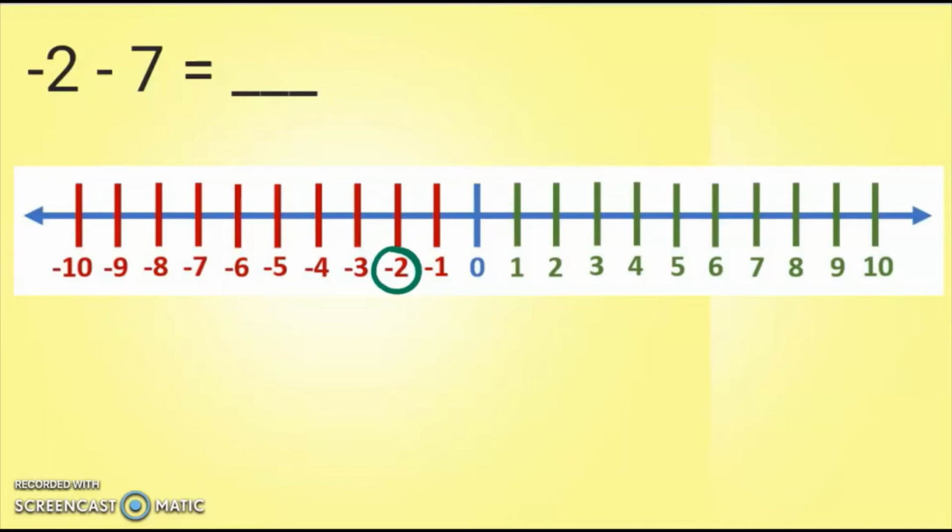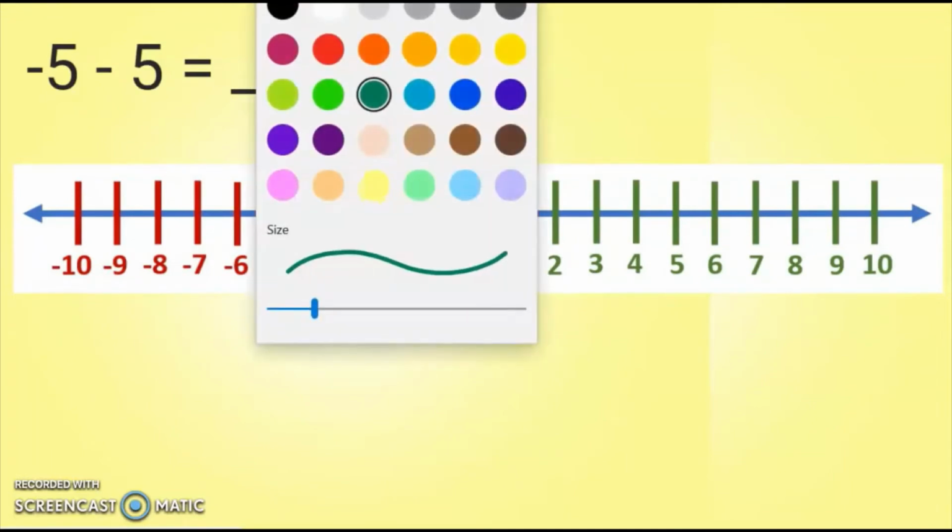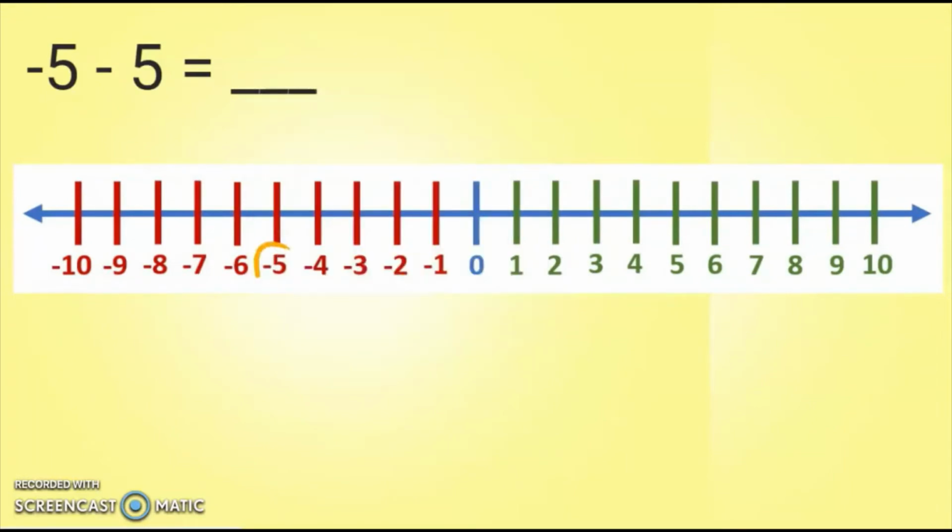So we have 7 steps to the left. 1, 2, 3, 4, 5, 6, 7. Land to negative. Next example, negative 5 minus 5. So negative 5 and it says minus 5. So instead of going to the right again, it says minus, we go to the left. So 1, 2, 3, 4, 5. Then our answer is negative 10.